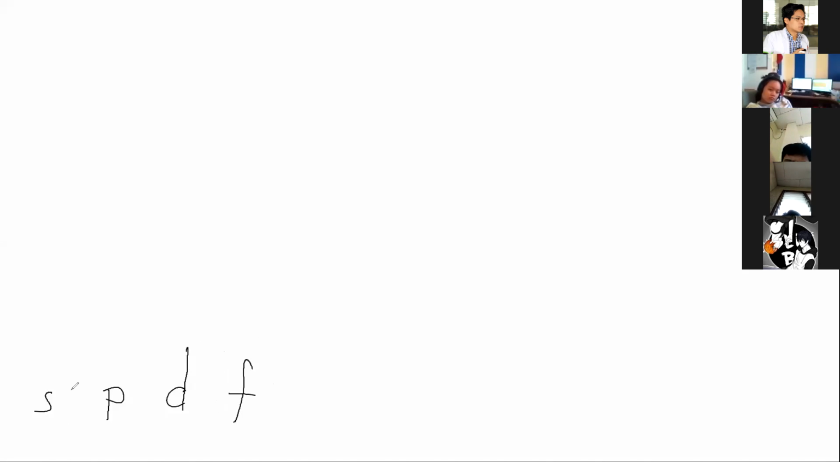So in the s suborbital, how many electrons does it contain at maximum? Two. Yes, correct. In the s suborbital, it's two. Okay, how about in p? Three.